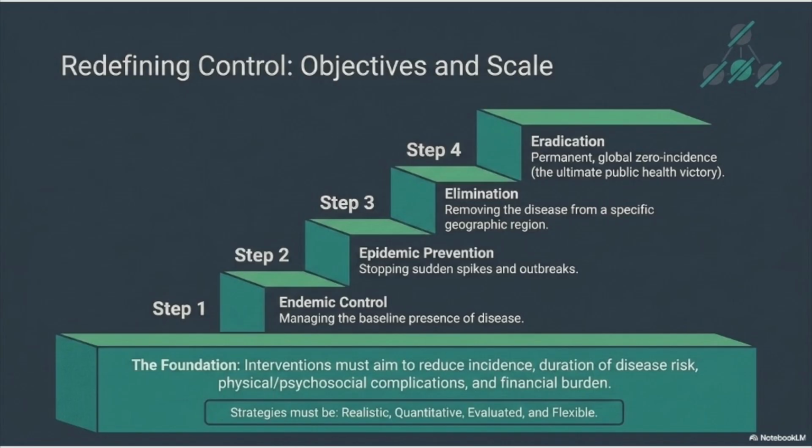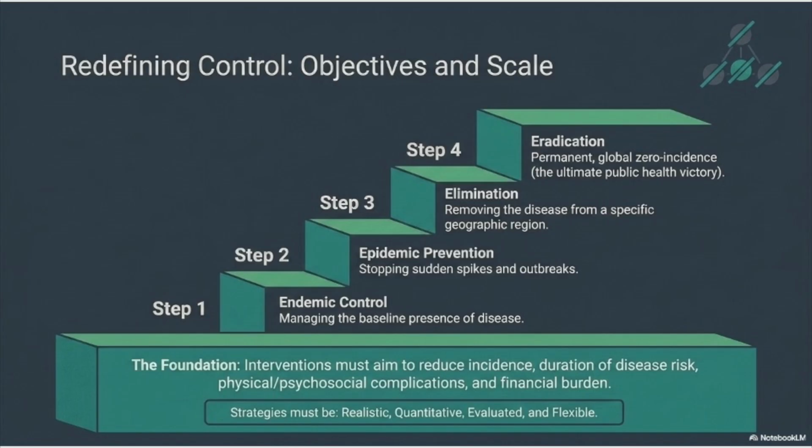The next level is disease elimination. Elimination means reducing the incidence of a disease to zero in a defined geographical area. Although no new cases occur within that region, the infectious agent may still exist elsewhere. Therefore, surveillance and preventive measures must continue to prevent its reintroduction. Elimination can be regional or national. Maternal and neonatal tetanus elimination in many countries is an example.